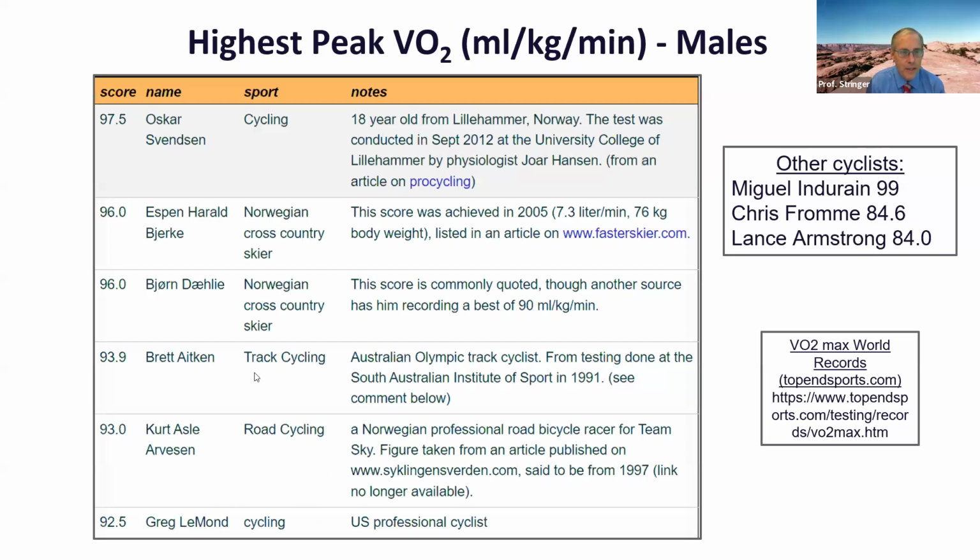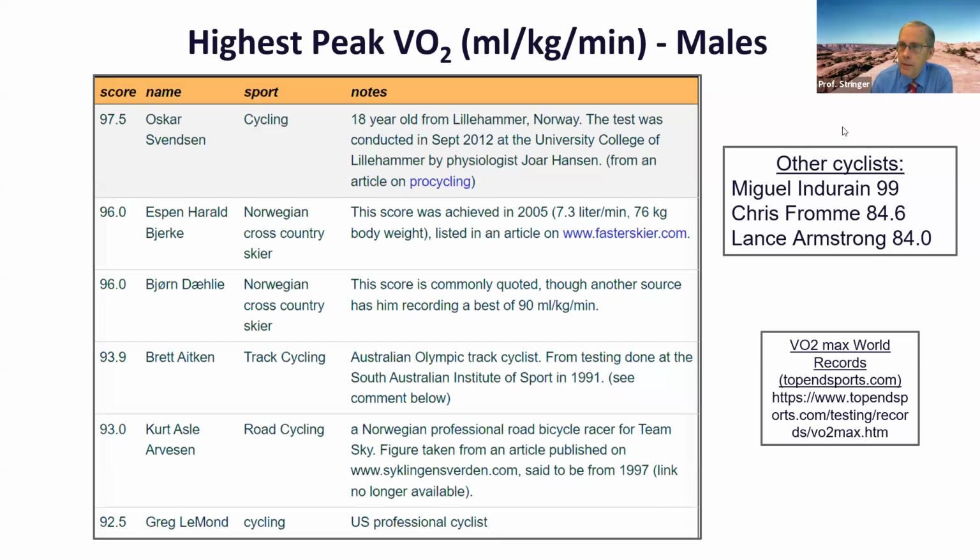You may not recognize these other people in here. Maybe you do. This Bjorn Dahlie is a Norwegian cross-country skier, so they're using both legs and arms at the same time. They had very high numbers, 90 mils per kilo. Greg LeMond is actually the only American cyclist that still has the Tour de France yellow jerseys. The rest of them have been busted for drugs.